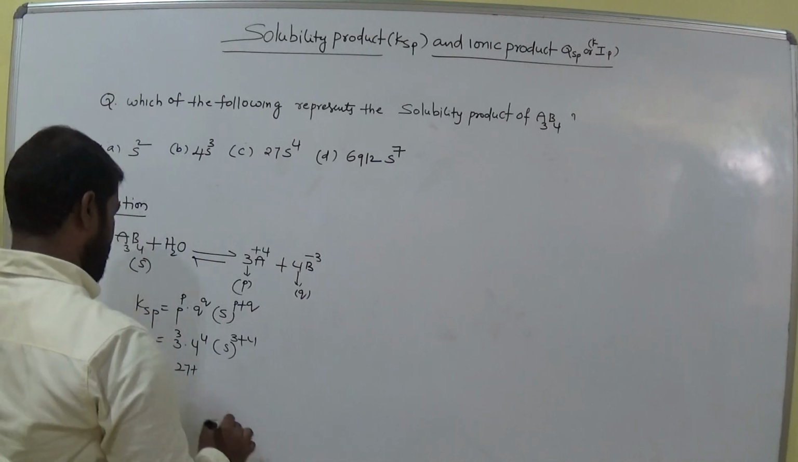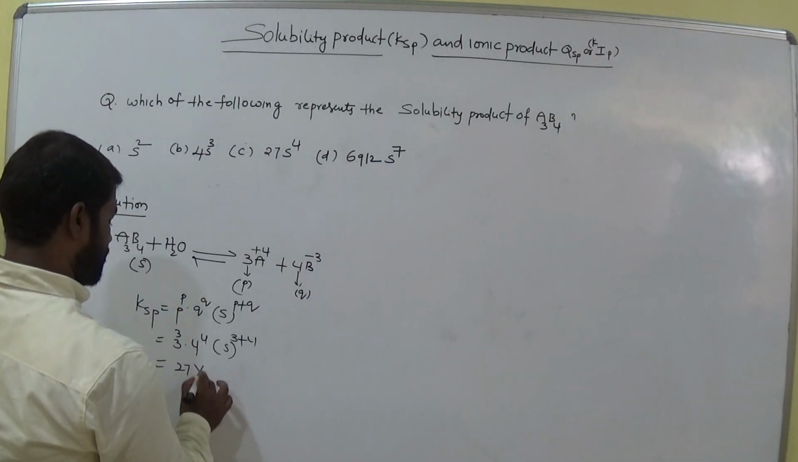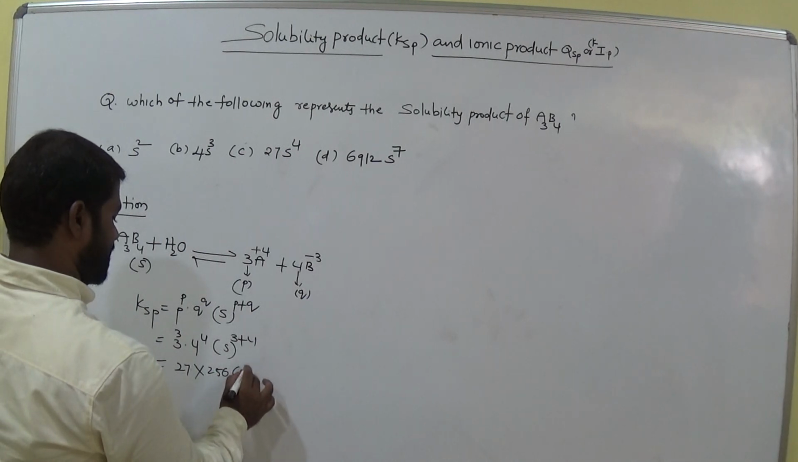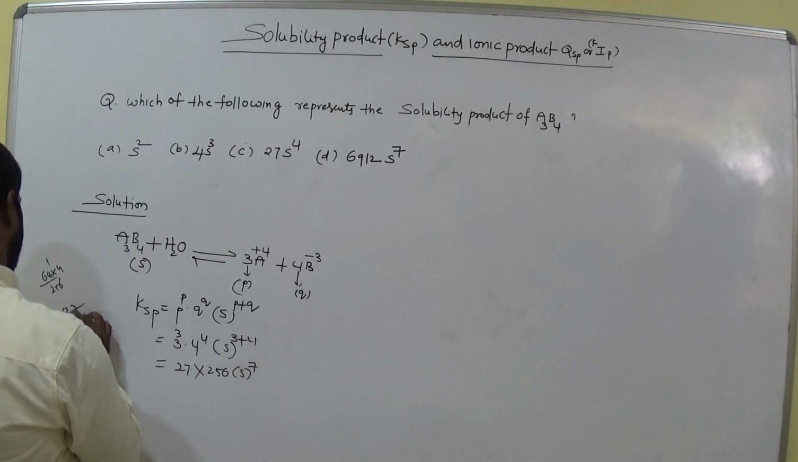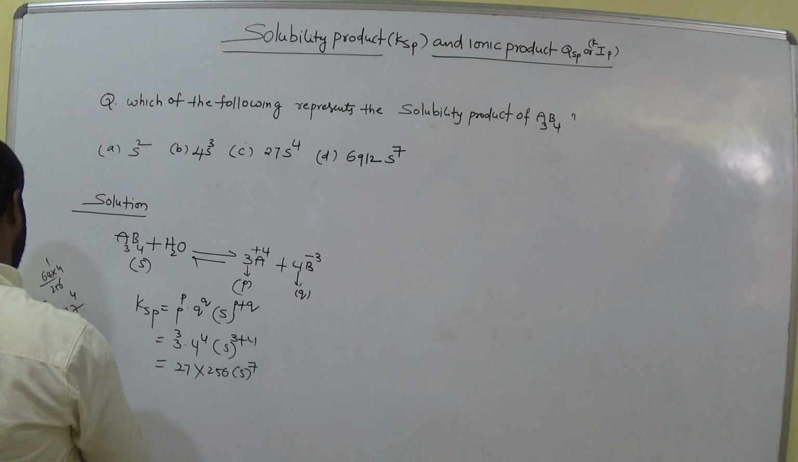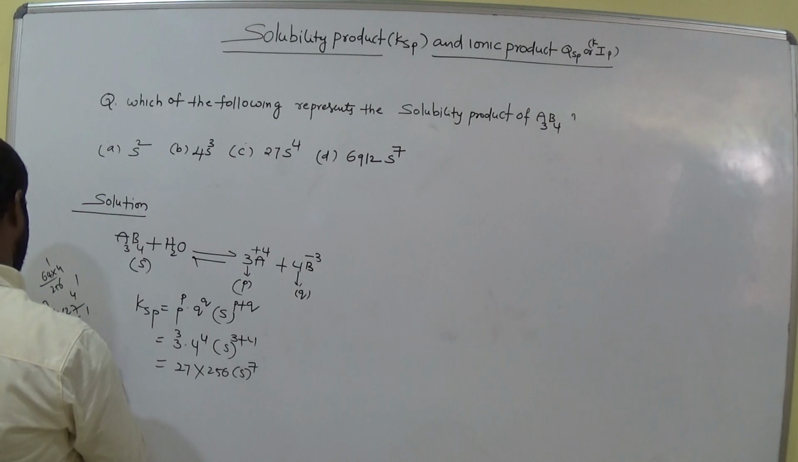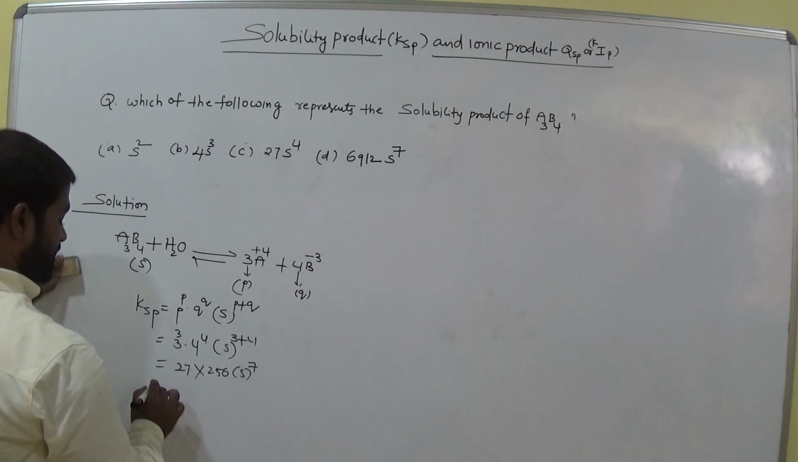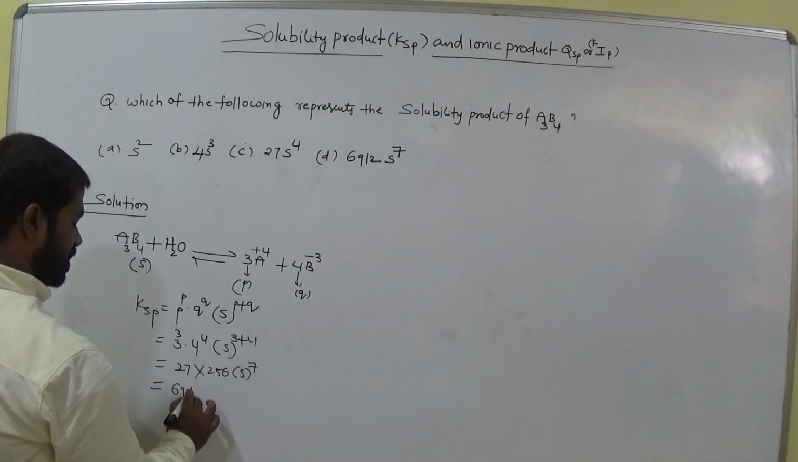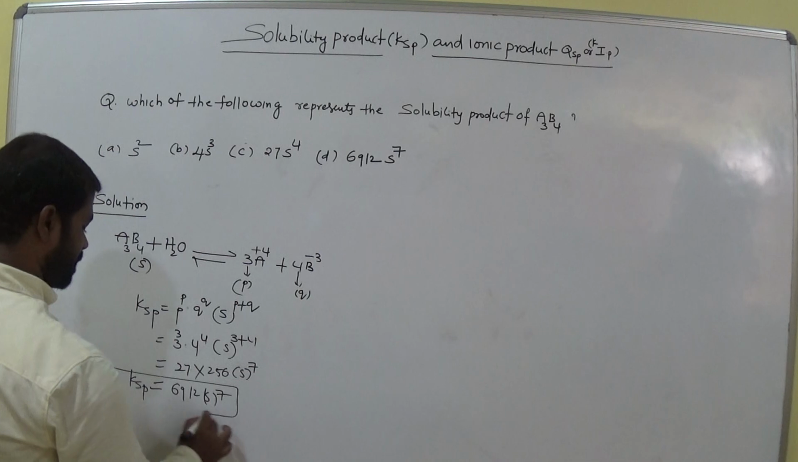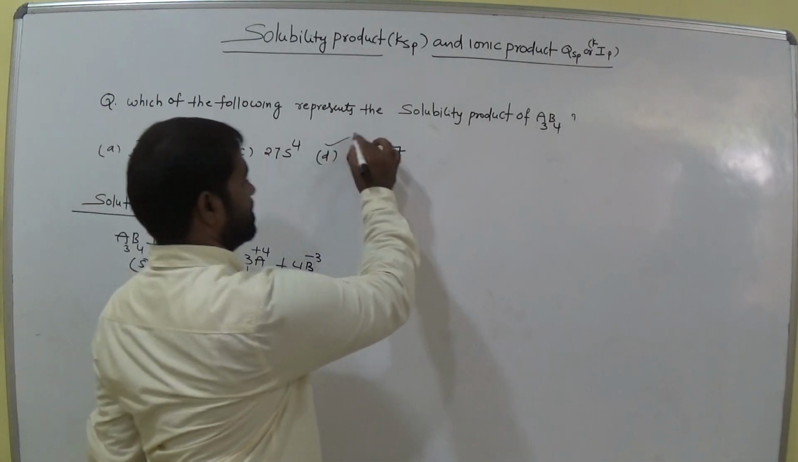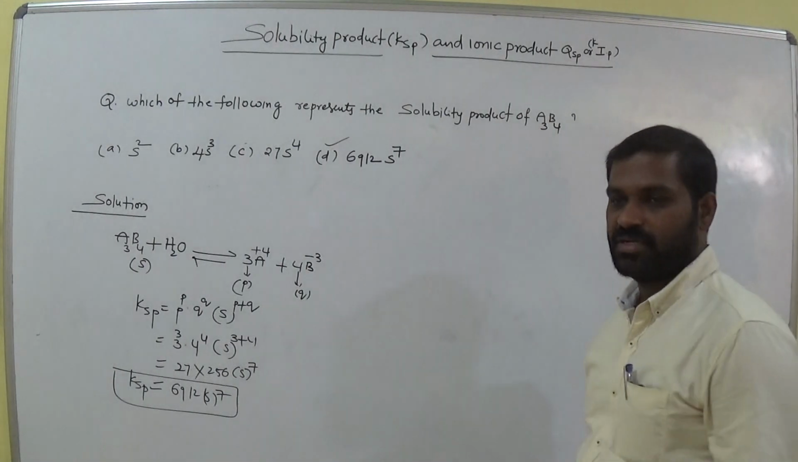Clearly 256. How much is it? 27 into 256 into S power 7. Clear? So now 256 into 27 multiply. 6912. Clear? How much is it now? 6912 S whole power 7. This is about Ksp. So now which option is correct? Option D is correct. Clear? All of you? Everyone?